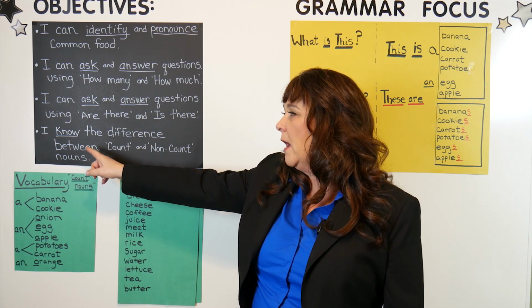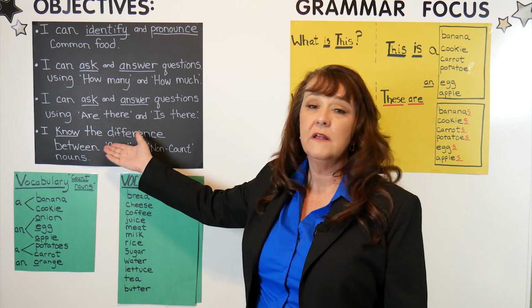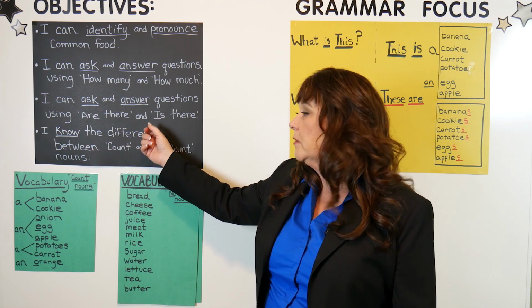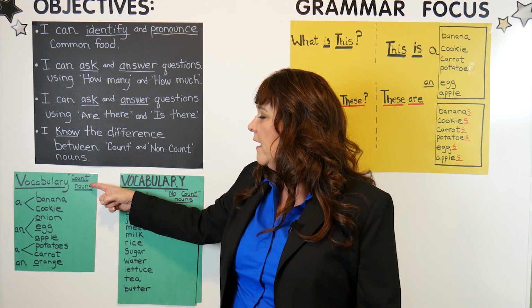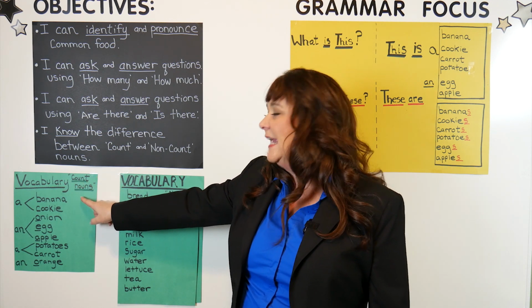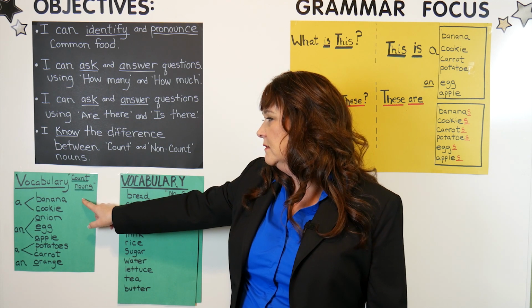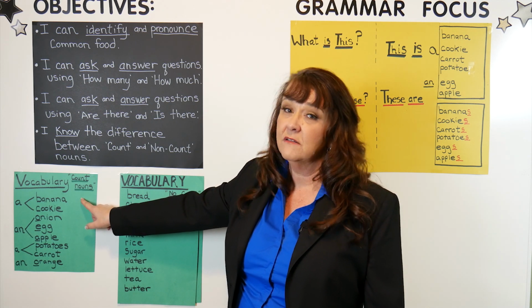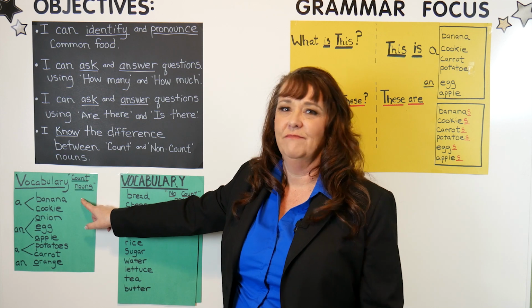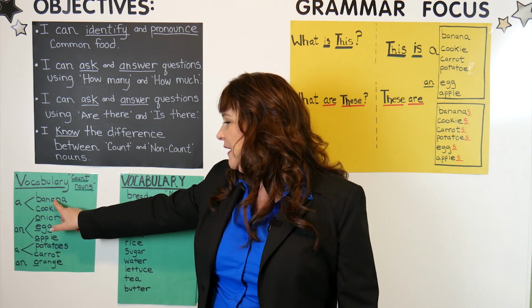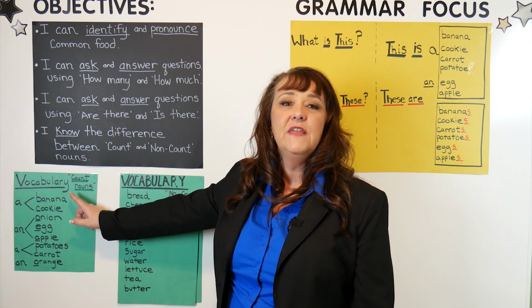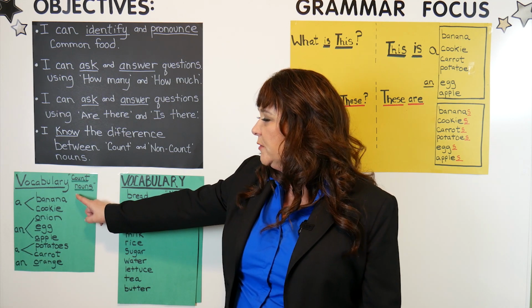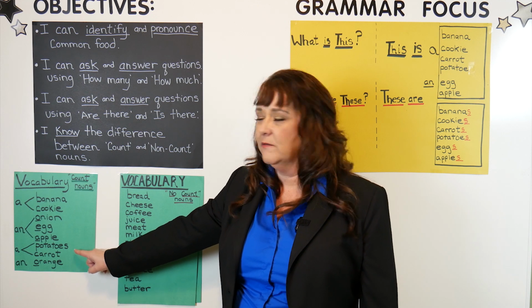So let's talk about some common nouns of things that you would find in the grocery store. These nouns and this vocabulary are what we would call count nouns. Count nouns means you can count them. 1 banana, 2 bananas. These are count nouns. Let's pronounce these count nouns.